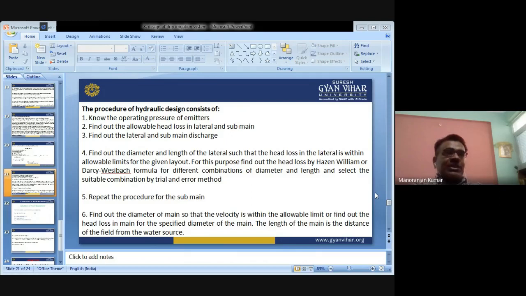And length of the lateral such that the head loss in the lateral is within allowable limit for the given layout. For this purpose, find out the head loss by Hazen-Williams or Darcy-Weisbach's formula for different combinations of diameters and length, and select the suitable combination by trial and error method. Fifth, repeat the procedure for the submain also, and in the last, find out the diameter of main line so that the velocity is within the allowable limit, or find out the head loss in main for the specified diameter of the main. The length of the main is the distance of the field from the water source.